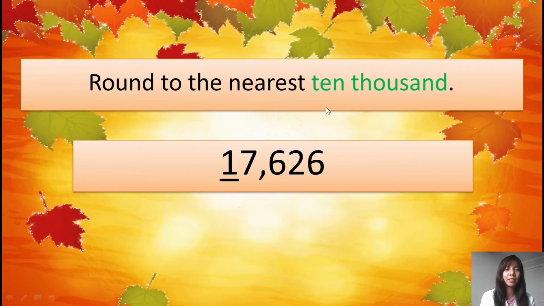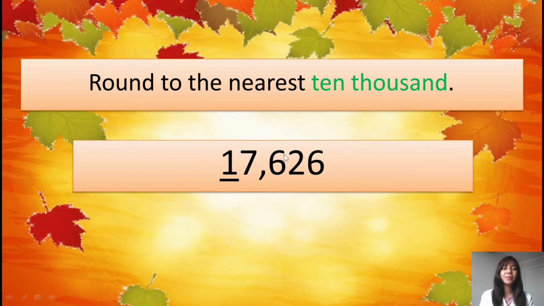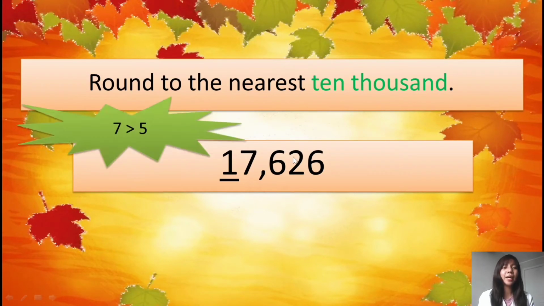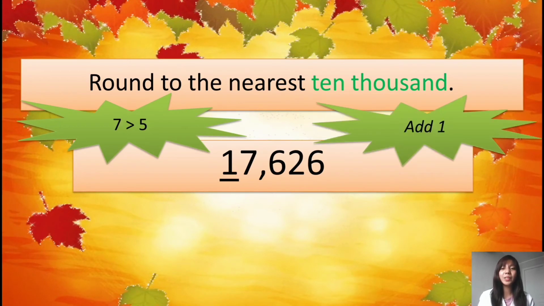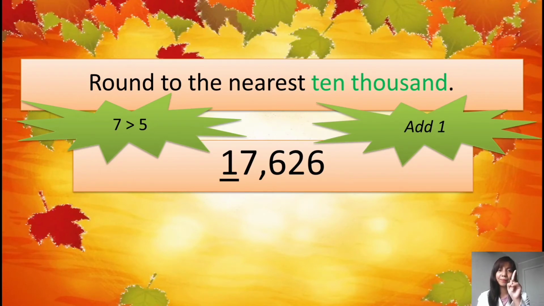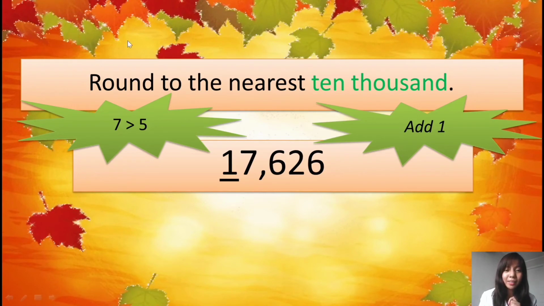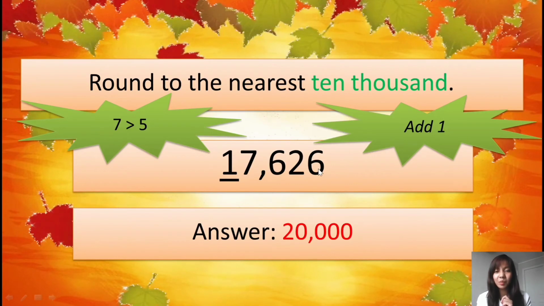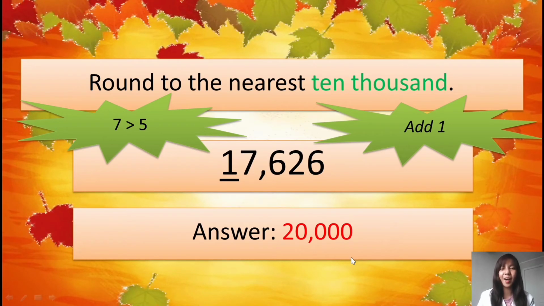Alright. Okay, next example is round to the nearest 10,000. So we have here the underlined number 1. So this is in the 10,000 place. So look to the next number. It is 7, right? So 7 is greater than 5. So which means we have to add 1. Okay? So from 1, it will become 2, right? And then all the digits behind 1 become 0. So our answer is 20,000.